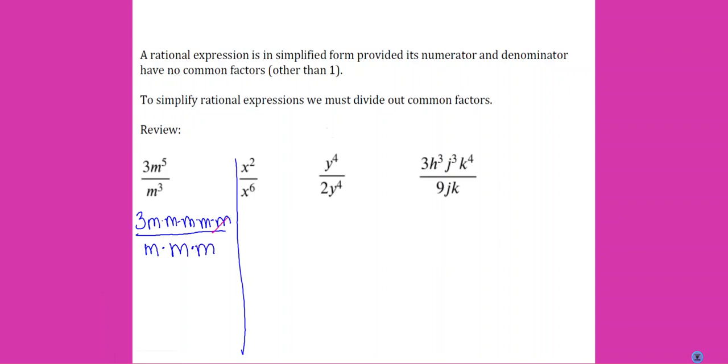So common factors. There's one on the top, one on the bottom, one on the top, one on the bottom, one on the top, one on the bottom. That leaves us with 3 times M, which would be 3M squared in the numerator. And there's nothing left in the denominator, so it technically would be over 1, and we don't need to write anything.